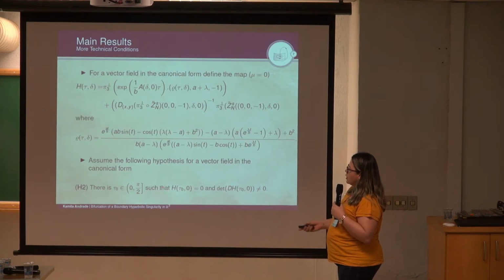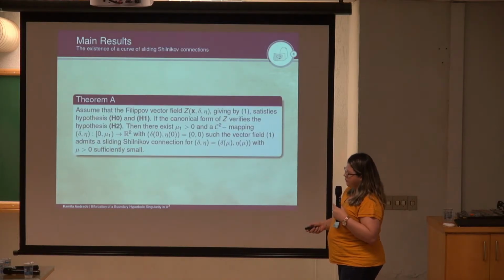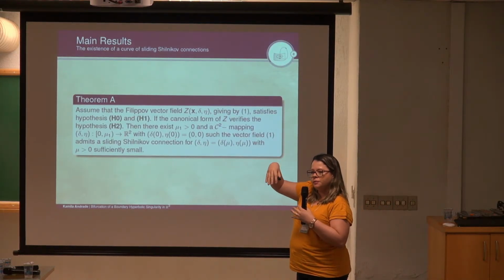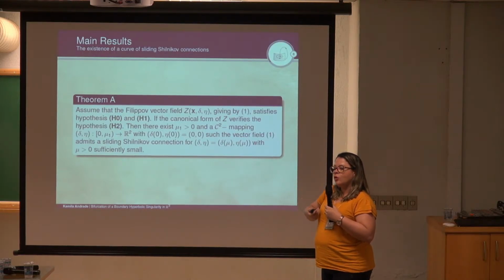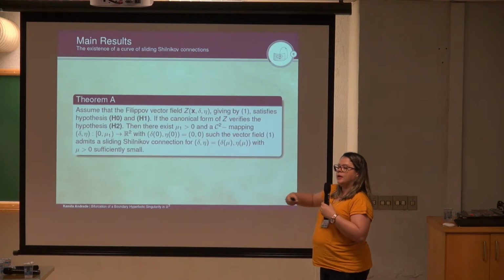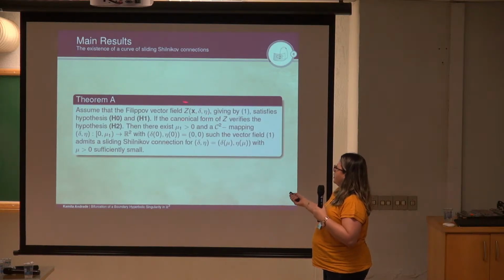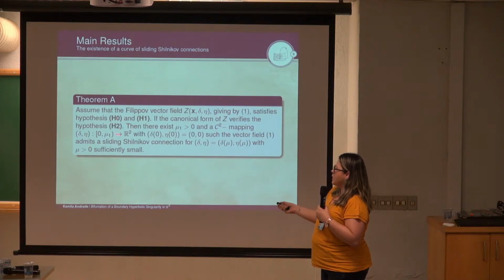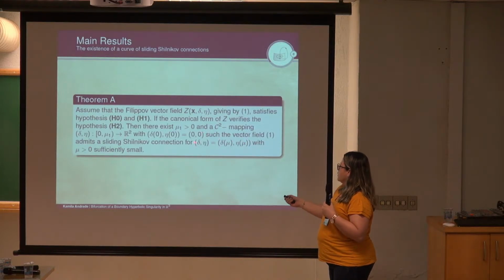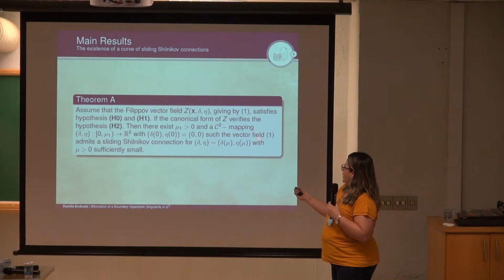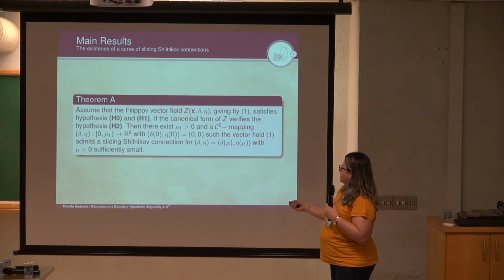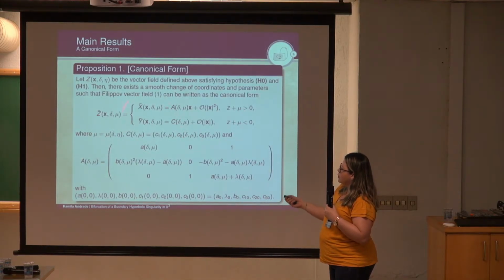If this canonical form satisfies this hypothesis, we can prove that for the vector field Z, when we perturb the system, we have a curve in the space of parameters where that vector field has a sliding Shilnikov connection. So if our generic vector field Z satisfies that technical hypothesis and its canonical form verifies hypothesis 2, we can show that there exists a curve in the space of parameters emerging from the origin of this parameter space, where the vector field admits a sliding Shilnikov connection for mu bigger than 0 here. Mu here is the new parameter that we have introduced in the canonical form. Mu is a new parameter that depends on the initial parameters of the vector field Z.